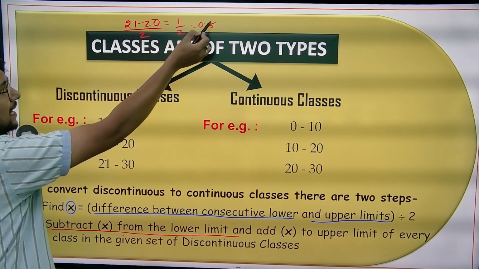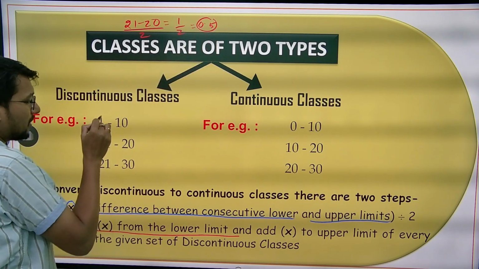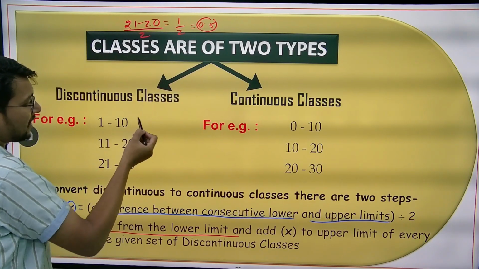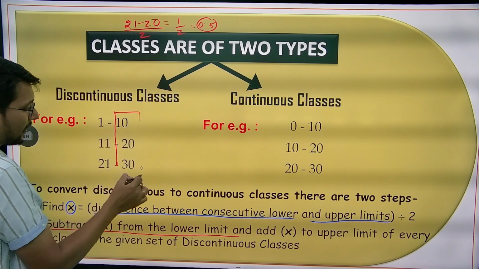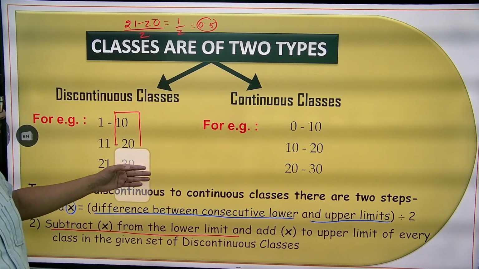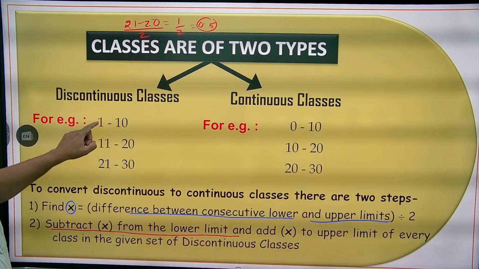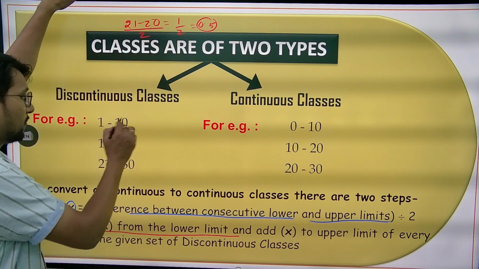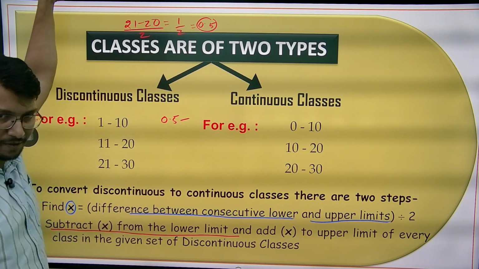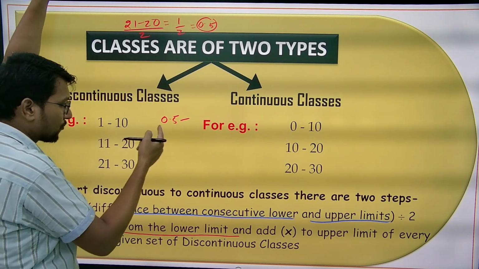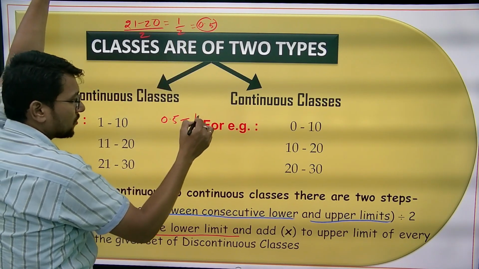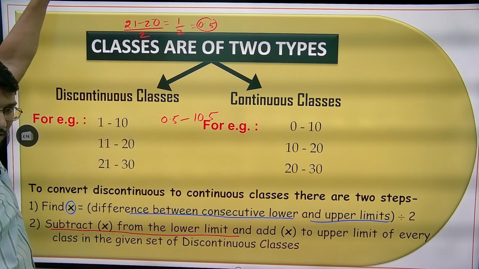So we have to subtract this 0.5 मतलब x from each lower class limit and we have to add that x to each upper class limit. Each upper class limit मतलब 10, 20, 30 here as per the example. So whenever we will subtract from lower class limit, that is 0.5, it will become how much? 1 minus 0.5 क्या है? 0.5. So the first class will become 0.5 to 10.5, means lower class limit has been subtracted and upper class limit has been added. Got it?